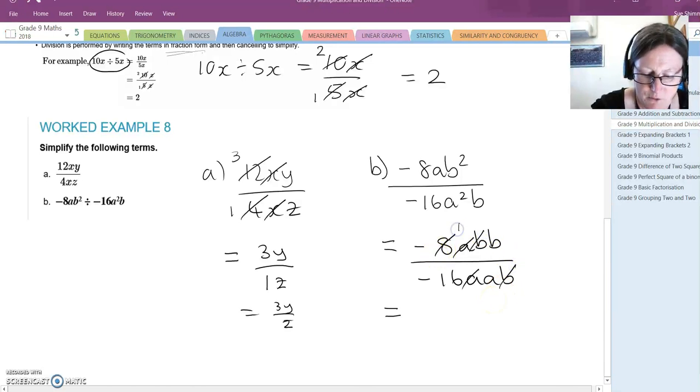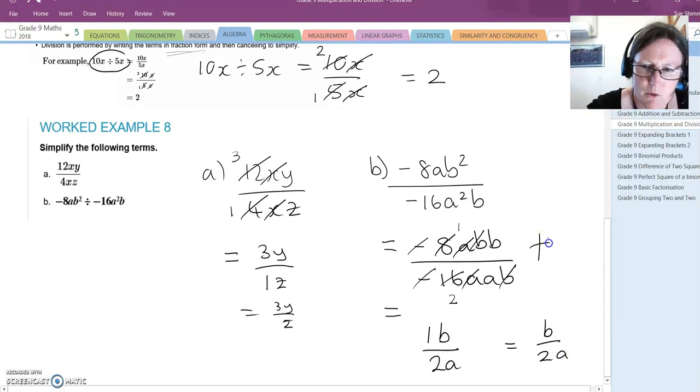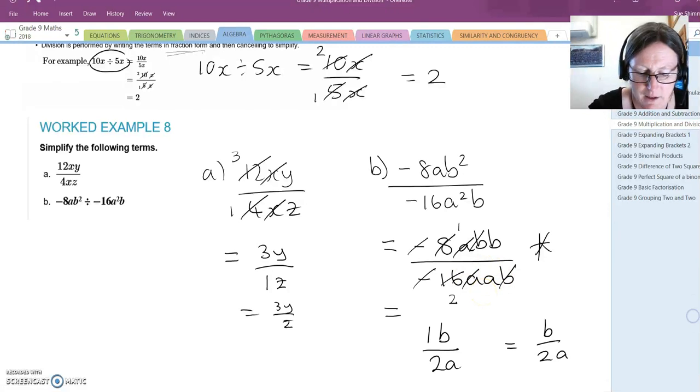8 goes into itself once, 8 goes into 16 twice, and a negative can cancel. So on the top we are left with 1b, and on the bottom we are left with 2a. Again, we don't need to write the 1, we could just write it as b over 2a. You don't need to rewrite the b squared as bb or the a squared as aa, but I think that helps you to get started.